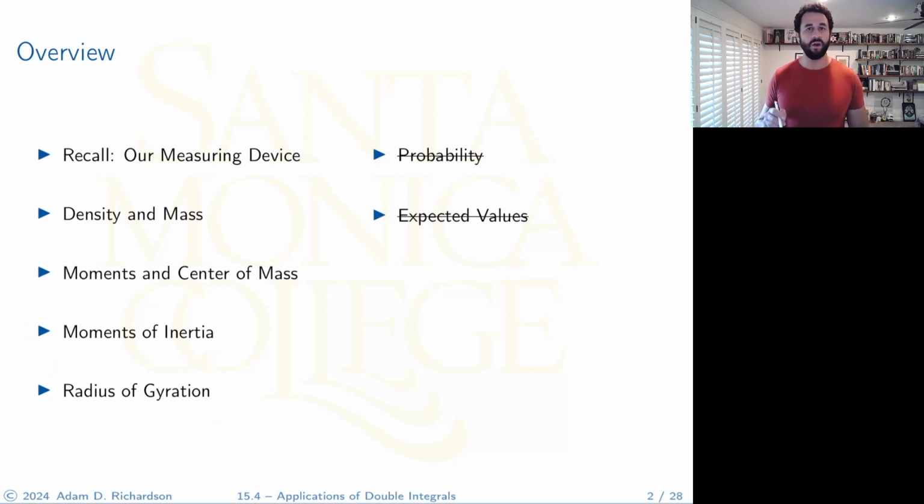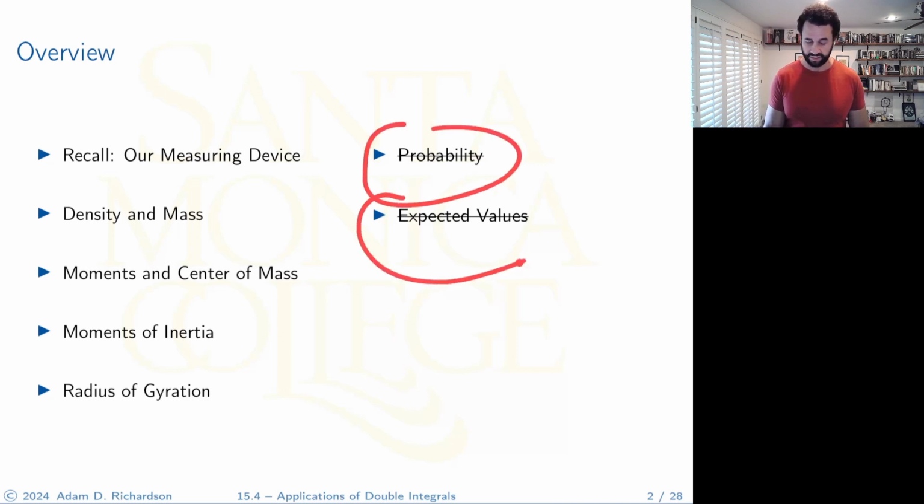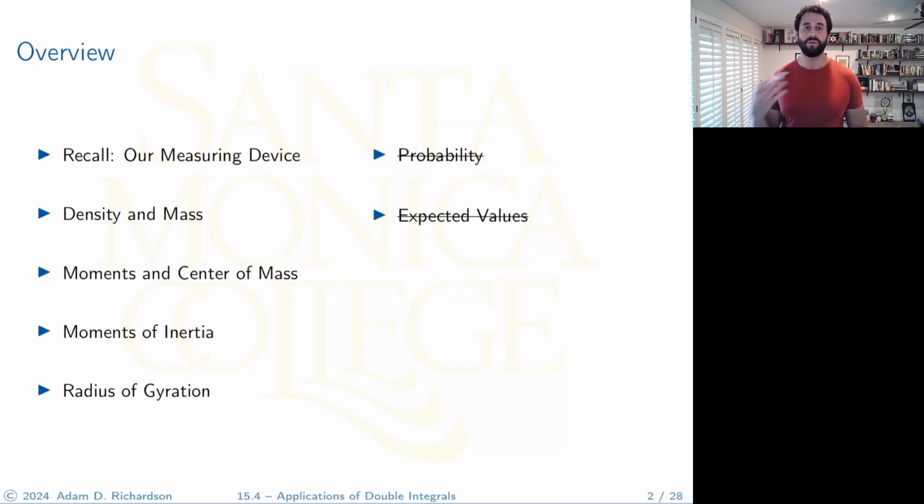gyration. One note that I want to make here is that this section actually includes another very important application, which is the one on probability and expected values, but we won't be covering that in this lecture, unfortunately. But I encourage you to read that section.